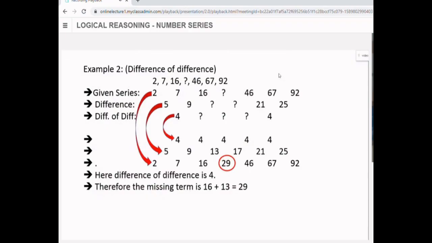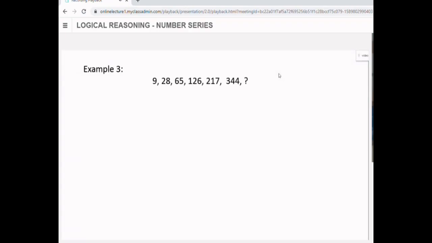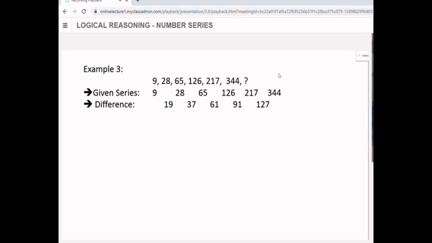Okay. The next, now. Example 3. Look at this series. Given series: 9, 28, 65, 126, 217, 344 and then question mark. Right? Now here let me find out the difference first. Difference is 28 minus 9, that is 19, 65 minus 28, 37 and so on. Okay, but here I am not getting any clue. 19, 37, 61. So again I'll find out difference of difference.